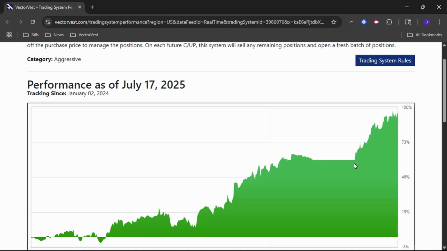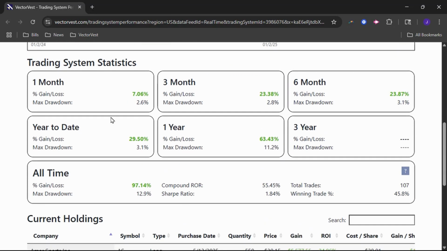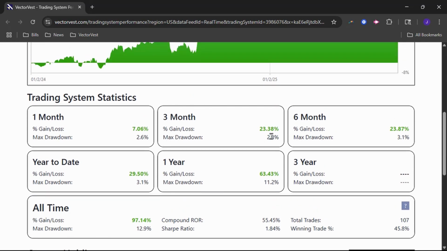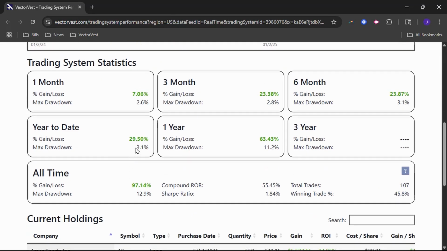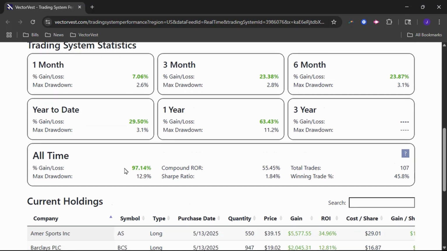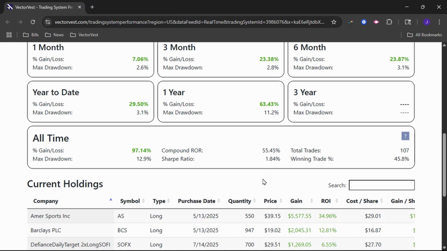We stayed in cash during that entire confirmed down, and then just recently with the confirmed up, you can see the performance there. 1 month, 7%, 3 months, 23%, 6 months, 24%, year to date, 30%. It's outperforming the market for sure. 1 year, 64%. Compounded rate of return, 55%.